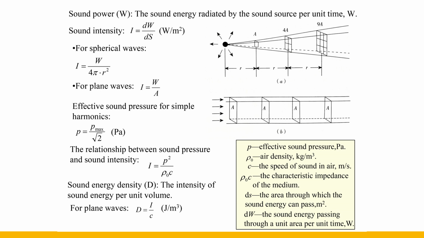Sound energy density is used to describe the intensity of sound energy per unit volume, in joules per cubic meter. Since it has nothing to do with the propagation direction of sound waves, it is suitable for analysis and calculation of reflected sound. The sound energy density of a plane wave is equal to the sound intensity divided by the sound speed.